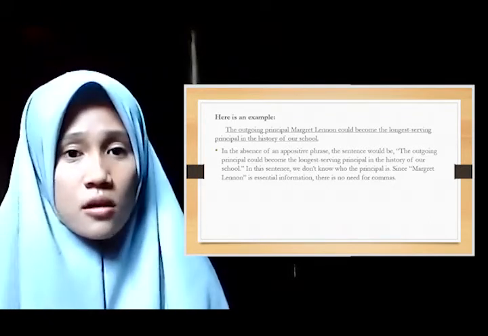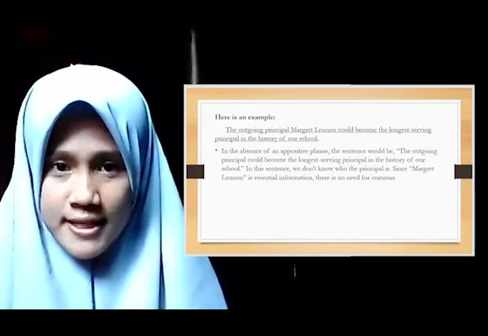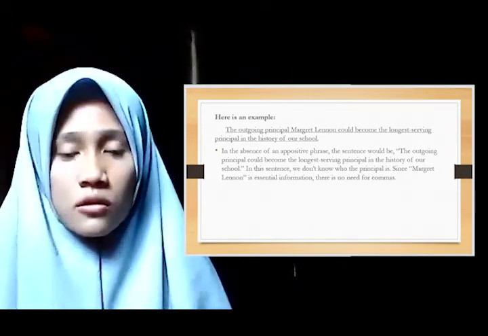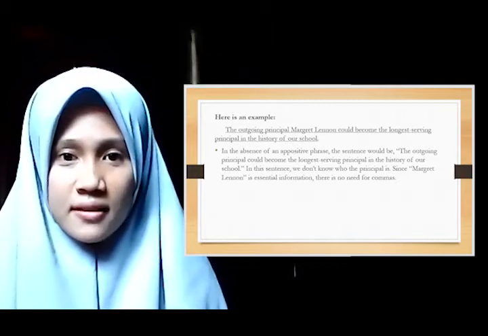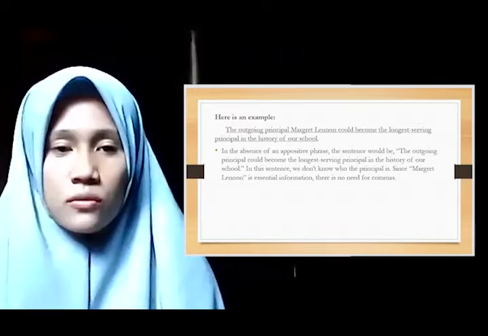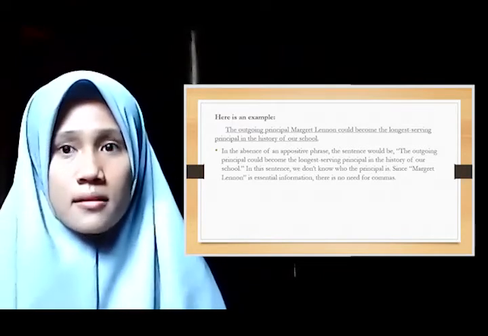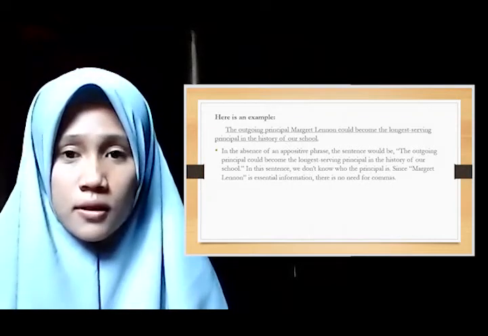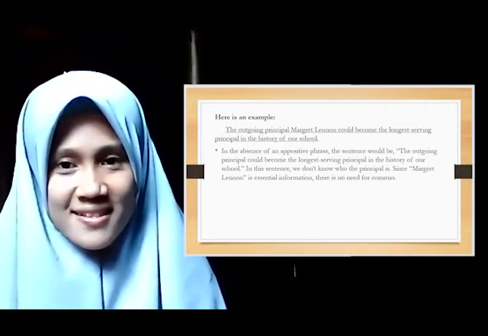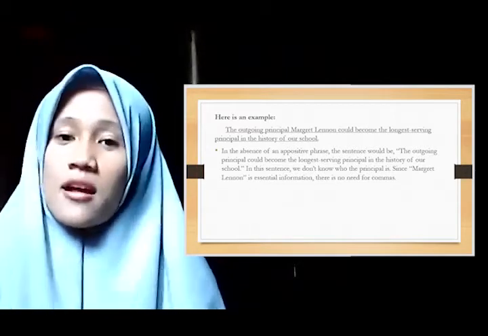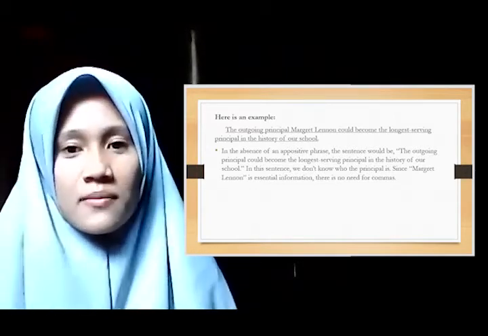In the absence of the appositive phrase, the sentence would be: The Old Queen principal became the longest-serving principal in the history of our school. In the sentence, we don't know who the principal is. So Margaret Lennon Cole is essential information. There is no need for commas.